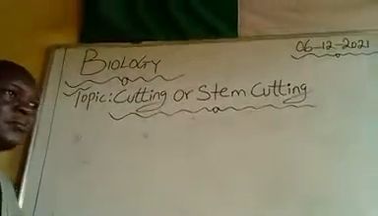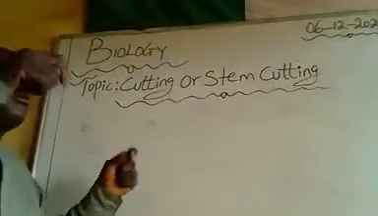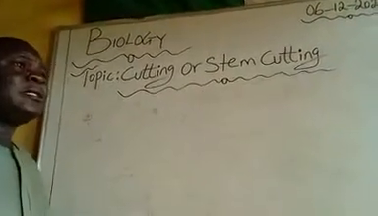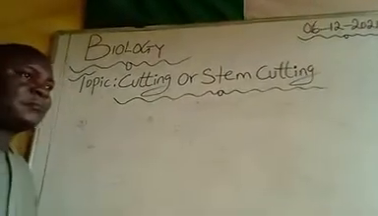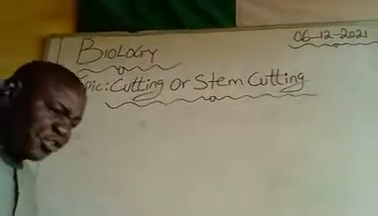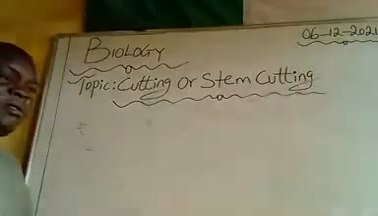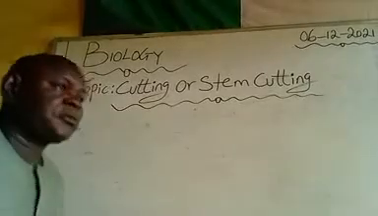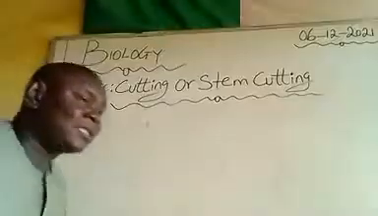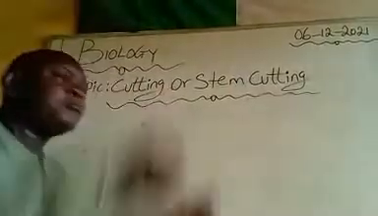Cutting is the act of cutting the branch of a tree into portions. Then you start planting those portions so as to get new plants.